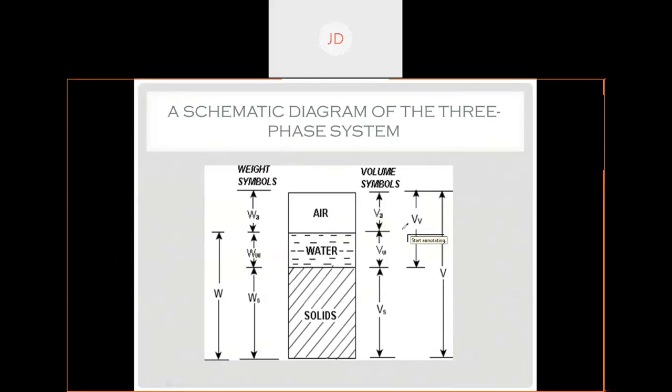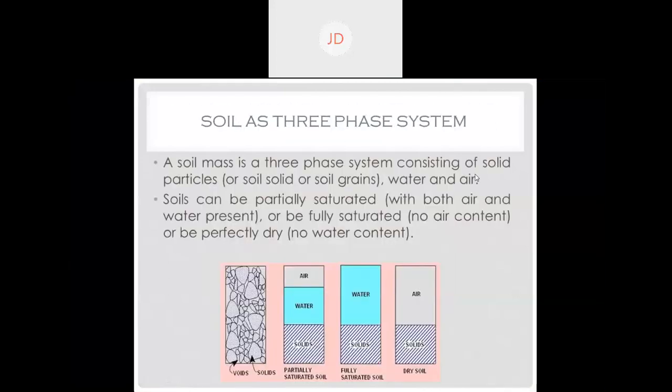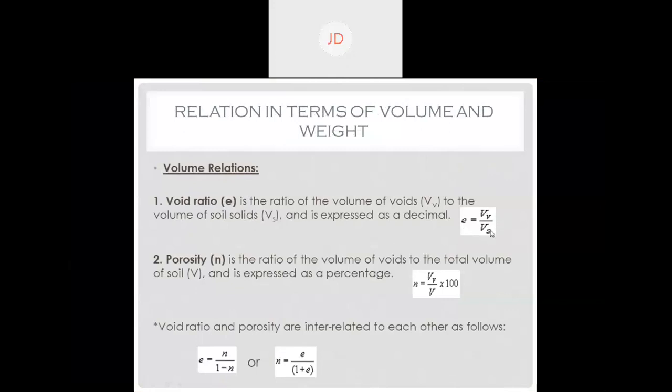So what is void ratio? Void ratio, denoted by small e, is equal to the volume of voids divided by the volume of solid. Dividing this volume by this volume, you will get the void ratio. That is small e. Fine.